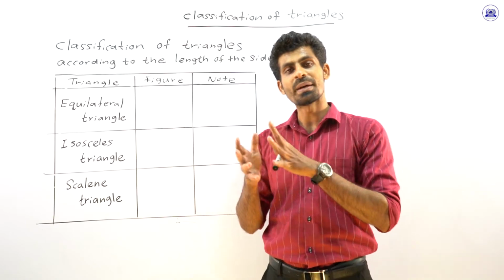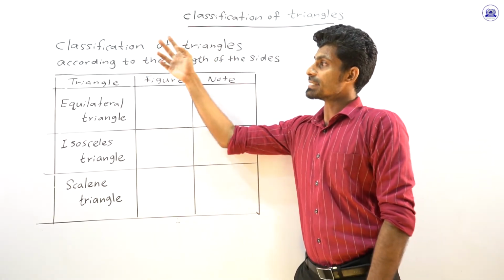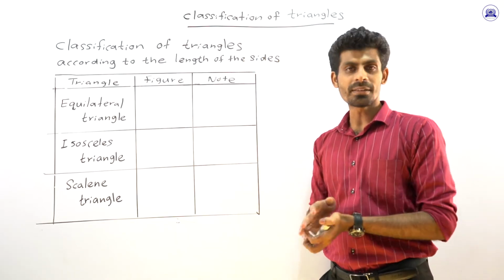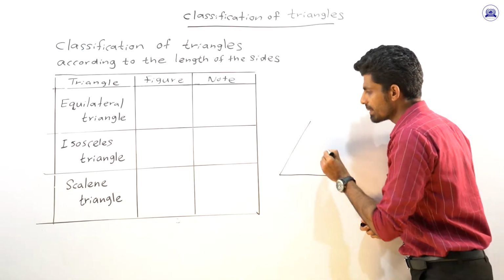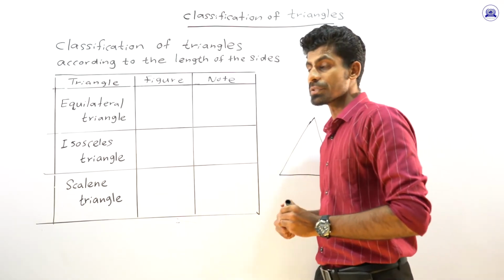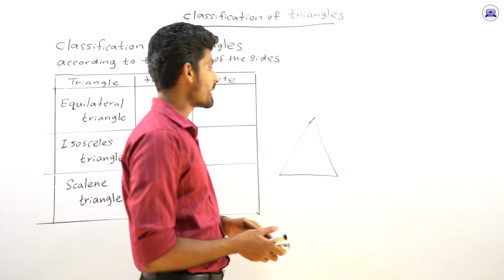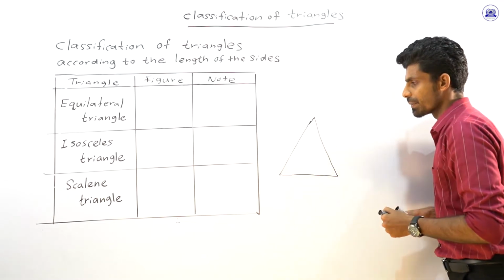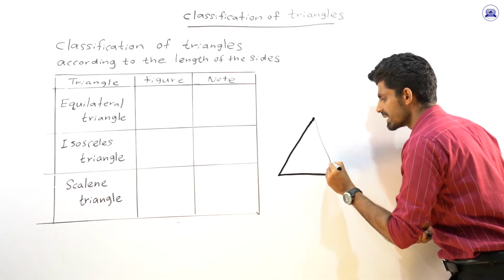Let's move to the first one: classification of triangles according to the length of the side. We learned that this is a triangle. Now we are going to learn how to classify triangles according to the length of the sides, so we need to consider those lengths.